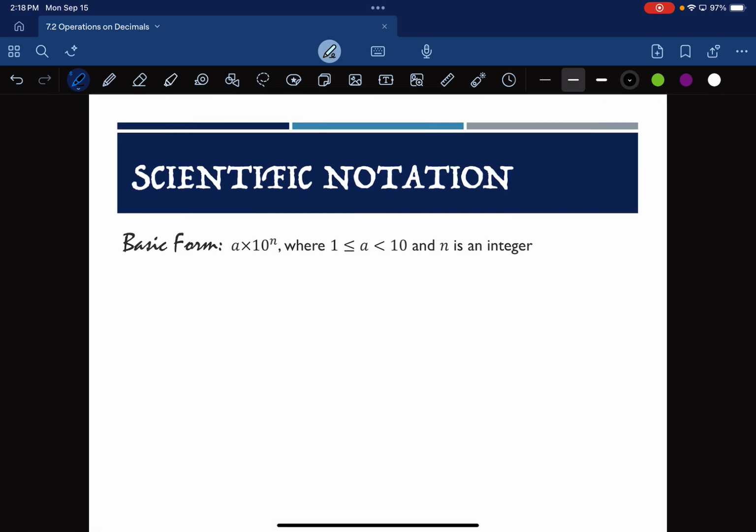Scientific notation. So a couple of things about scientific notation.